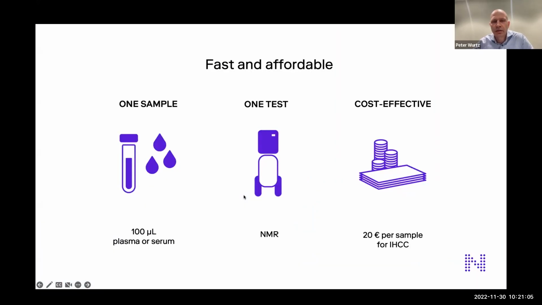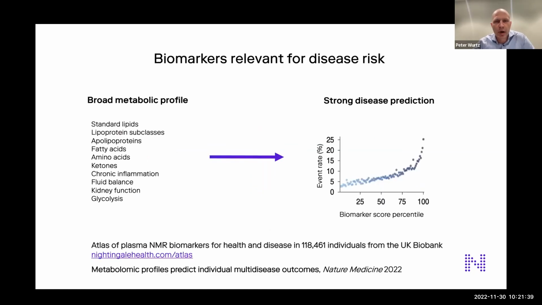The unique features of Nightingale's biomarker profiling platform are fast-paced and affordable profiling. We can use a standard blood sample, 100 microliters, profiled using a high throughput NMR platform that in large sample numbers enables very cost-effective biomarker profiling. We have worked successfully with IHCC cohorts and continue to offer an attractive price point at around 20 euros per sample.